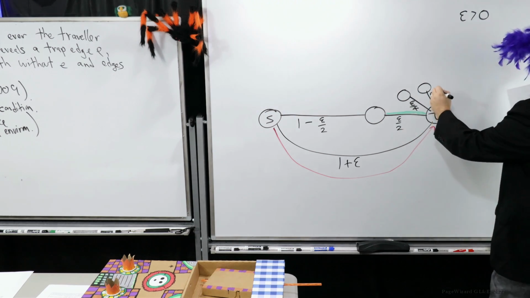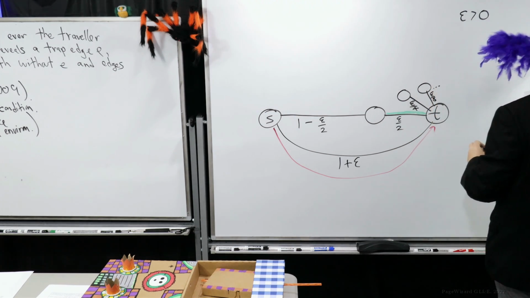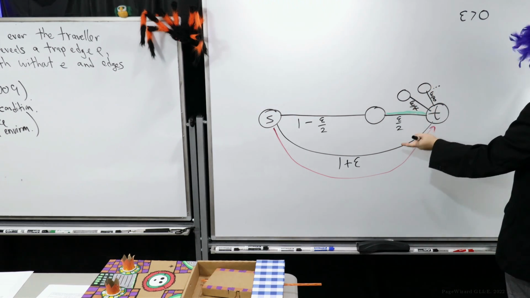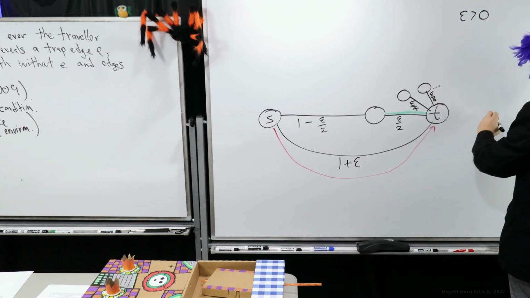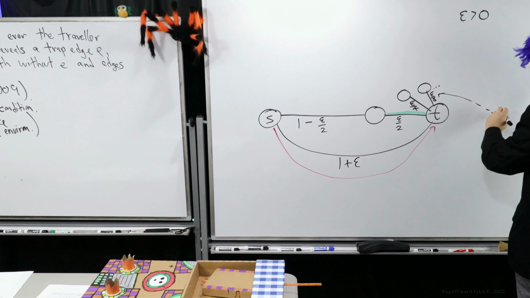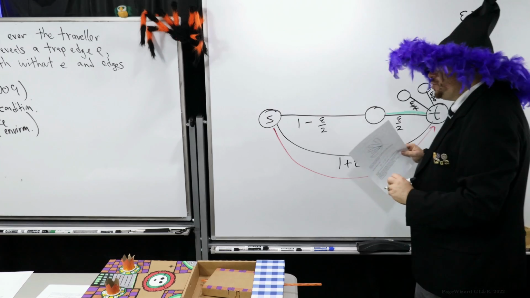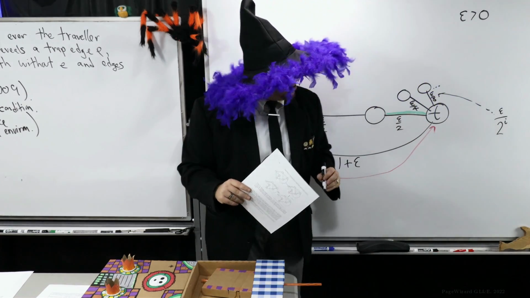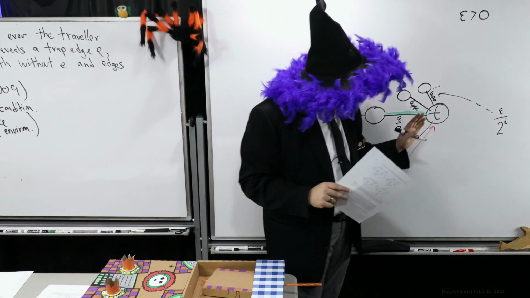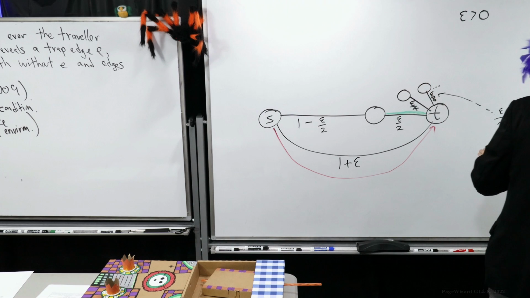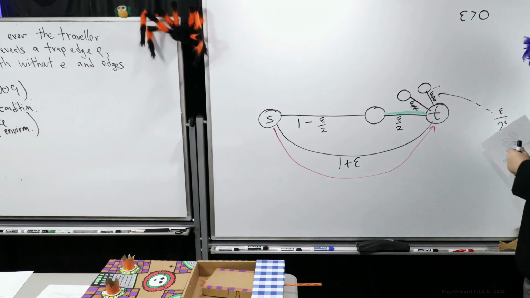And I'm going to have more of these. In fact, I'm going to have K traps, right? I'm going to have K of these. Each one of these will be epsilon over 2 to the power of i for some power of 2, starting at 1. Because I have epsilon over 2, epsilon over 4, epsilon over 8. I'm going to have it go by powers of 2 like this.